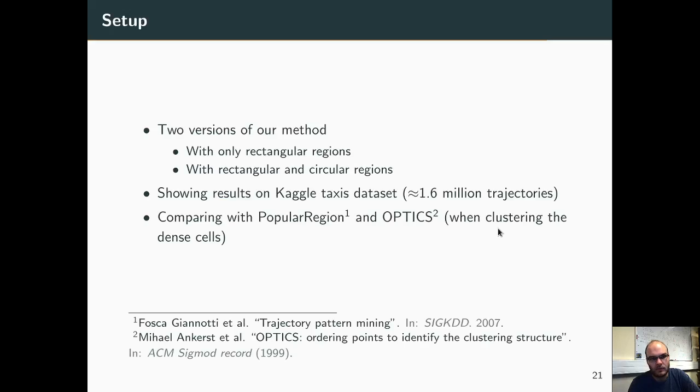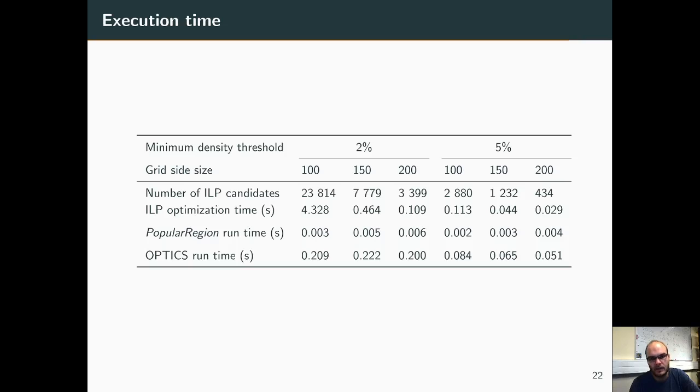Some experiments now. So we have two versions of our method, with rectangles and with rectangles and circles. And we compare our method with popular region and optics. So, as expected, popular region has the best runtime of all methods. And you can see on the two first rows that the optimization time of our method is mainly determined by the number of candidates in the ILP. And as soon as the number of candidates becomes reasonable, our runtime becomes reasonable, even comparable to optics.